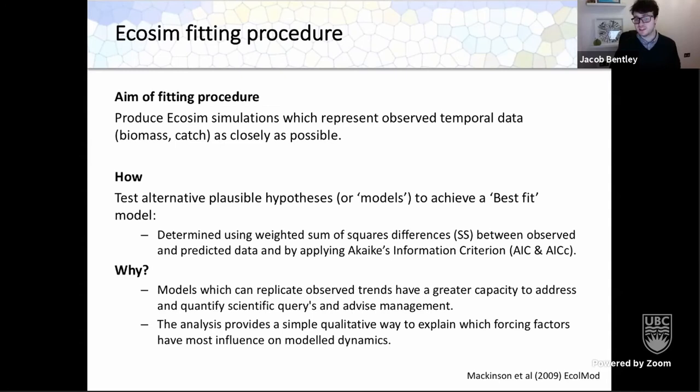But this would be counteracted with the AIC. So the best model is determined by the lowest AIC value. And if you keep on throwing parameters at your model to try and overfit it, then the AIC is going to increase. So it's penalizing you for overfitting your model. So why are we doing this? We want to replicate observed trends to address scientific queries and advise management, and provide some qualitative way to explain which forcing factors influence model dynamics.